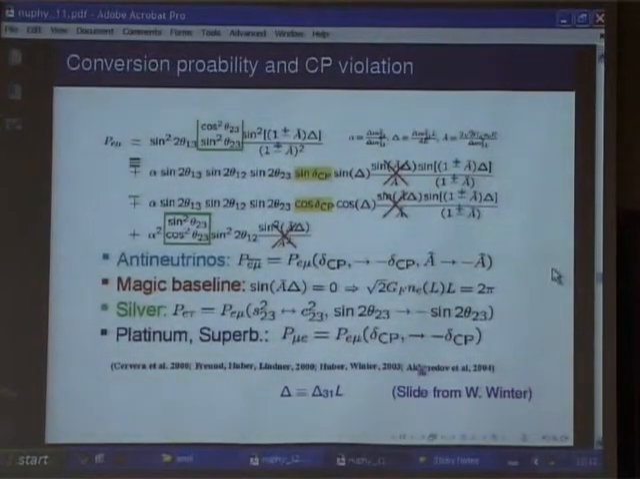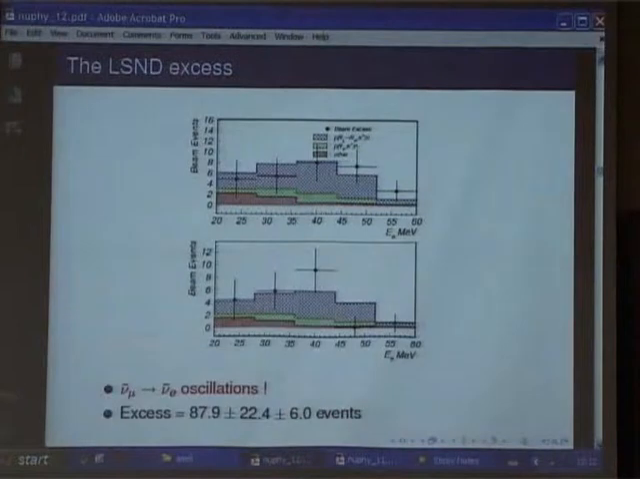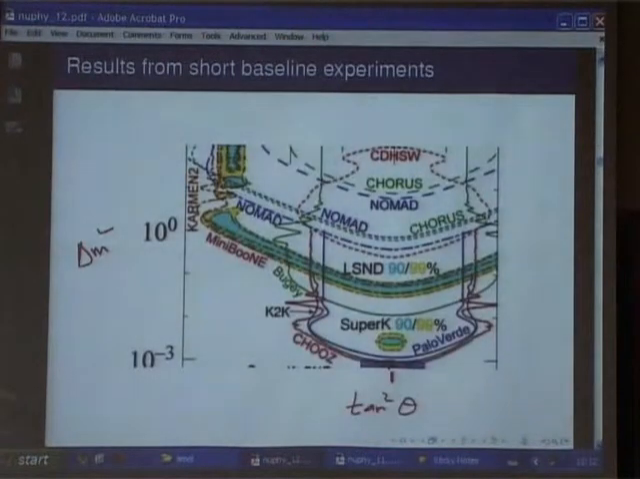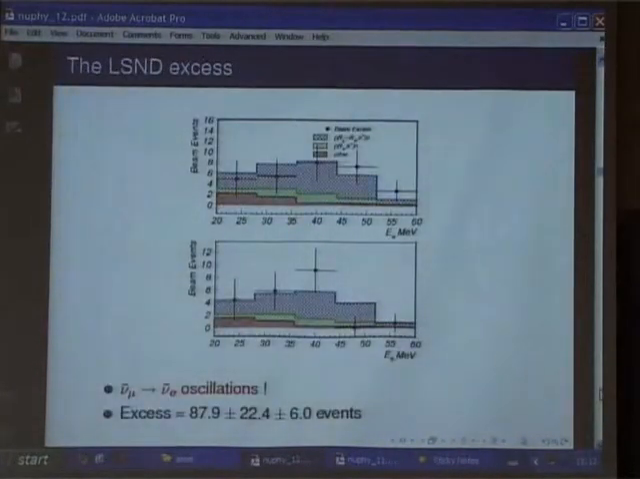So when people had seen all these experiments, all the short baseline ones, which always gave negative results, which always said that if you start with a mu, look at mu bar, you will not see any response, people expected that maybe theta 13 would be 0, and that would be it. What LSND did was it actually was able to see an excess.